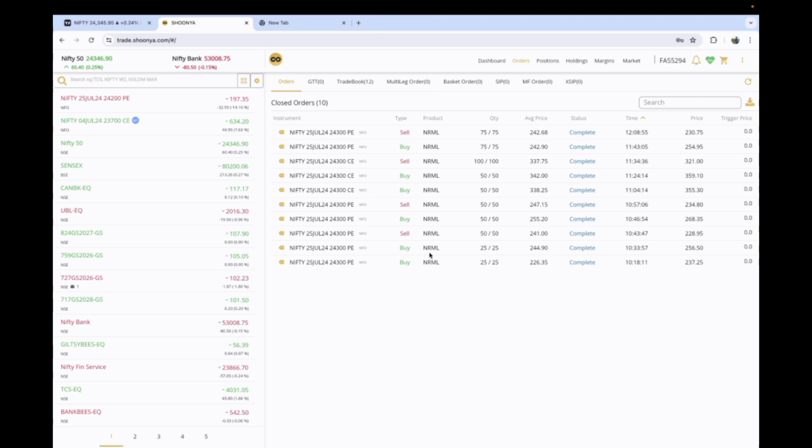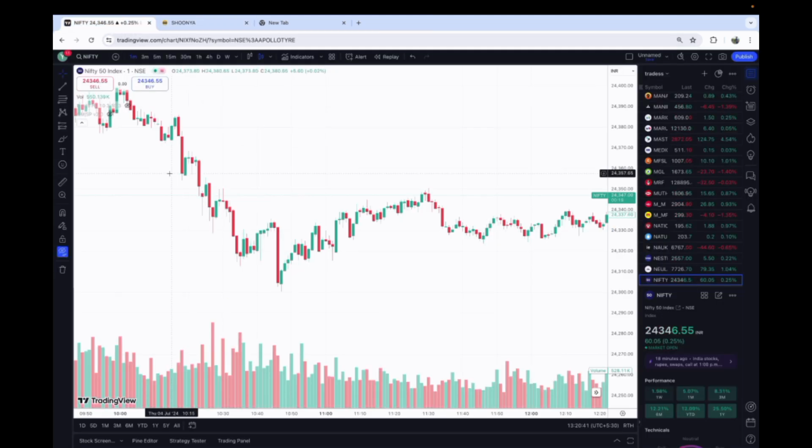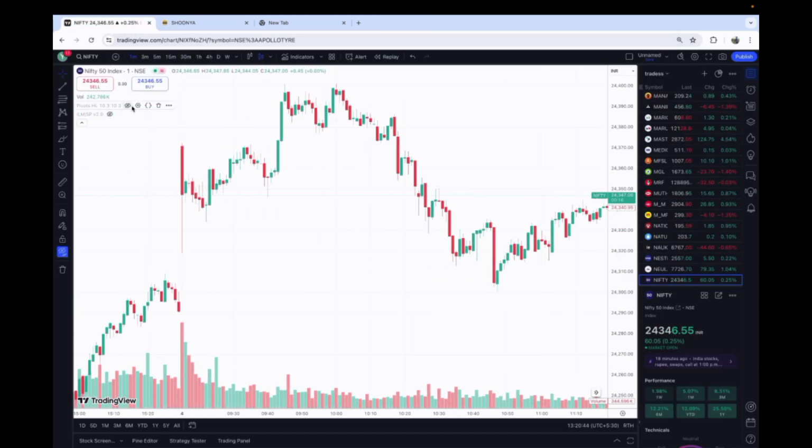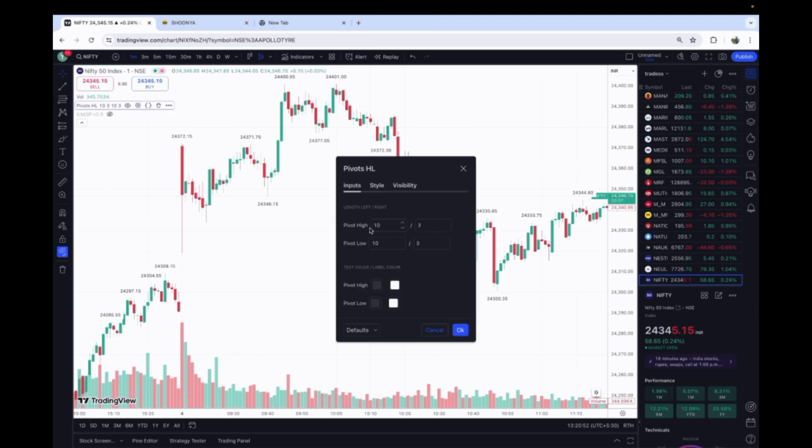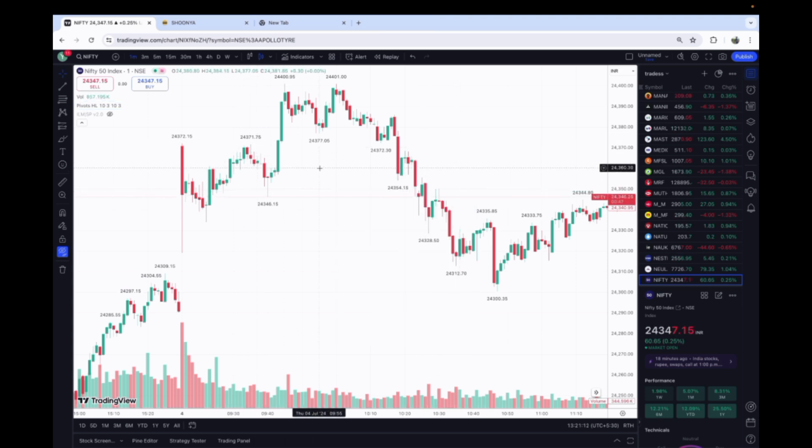So the first entry that I took was at 10:18. It was 24,300 PE. I am using an indicator called pivot high low, which basically marks the highest high and highest low based on the parameters that you give here. I'm taking a setting of 10, 3, which means that to mark a high, it has to be the highest high from the left side 10 candles and right side 3 candles, only then would the point be considered a high.